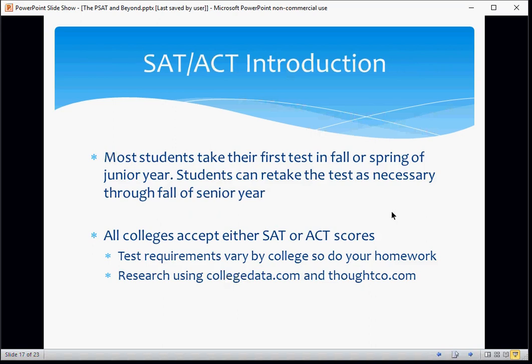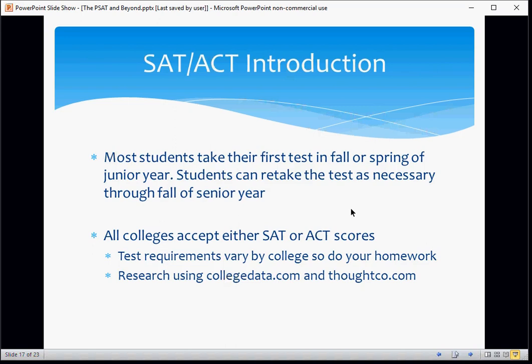And I'm going to give you a little bit of information about the SAT and the ACT. And again, if you have any questions, please chat in. Okay, so most students will take the actual SAT or ACT for the first time in the fall or the spring of the junior year. And again, this may be determined by how they do on their PSATs and whether they need to spend more time building their basic skills before they take the actual exam.